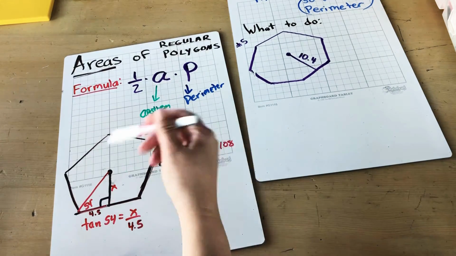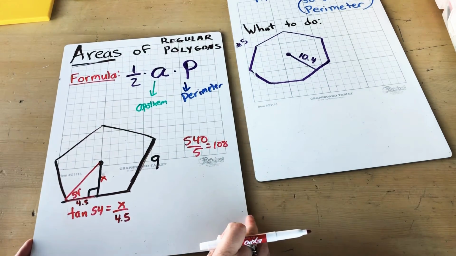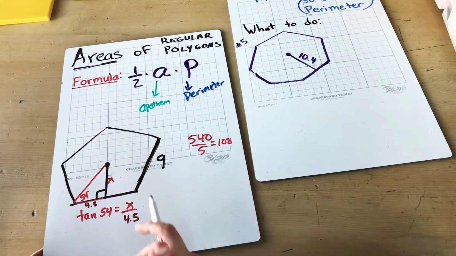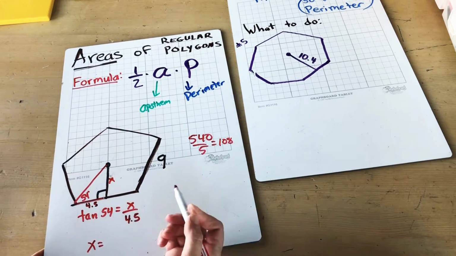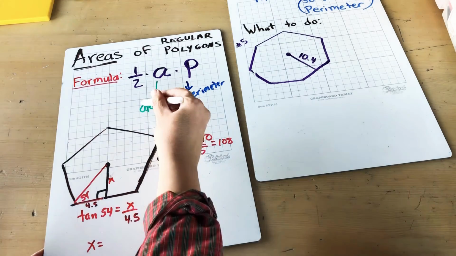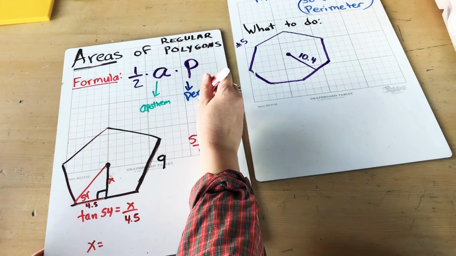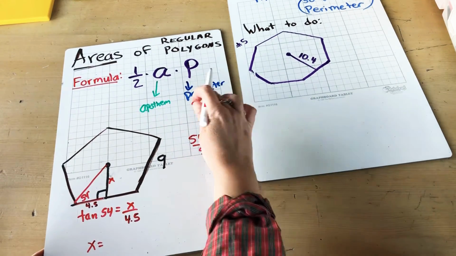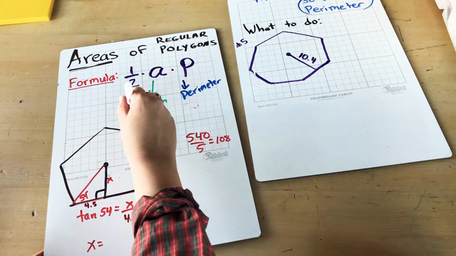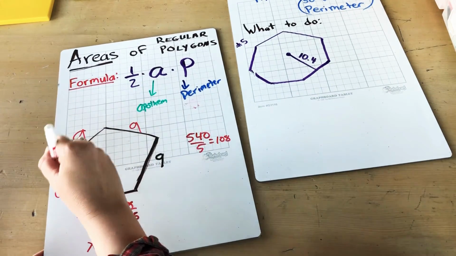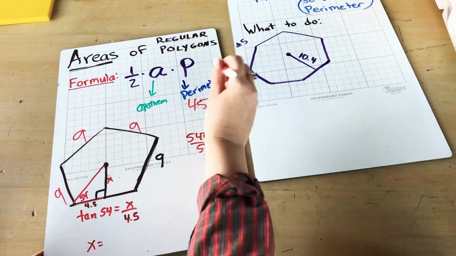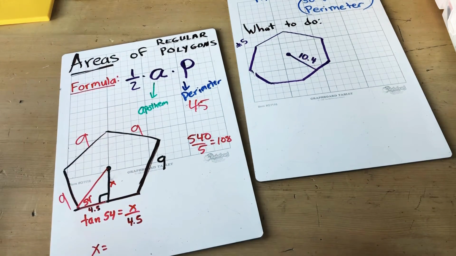Okay, so I'm not going to go through that right now because I have a whole video on that. Go back and watch it. But once you find your apothem, whatever it is, you would plug it in here. And then your perimeter is not 9. Another mistake people made. It's not 9. It's, how many 9s? 5. Going around the shape. So it's actually 45. Okay, so just a quick review of that.